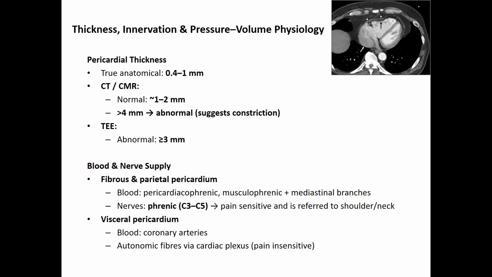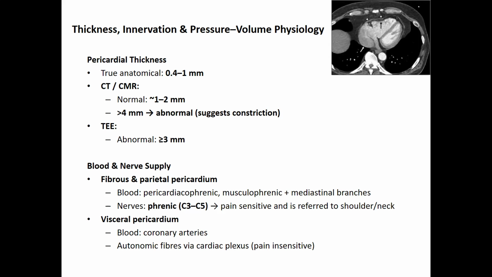The normal true pericardial thickness is 0.4 to 1 millimeter. In imaging, it usually appears a little bit thick. In CT and MRI, it's around 1 to 2 millimeters. We usually call the pericardium thick in CT and MRI if it's more than 4 millimeters. The reason it appears a little bit thick on imaging is the limitation of spatial resolution.